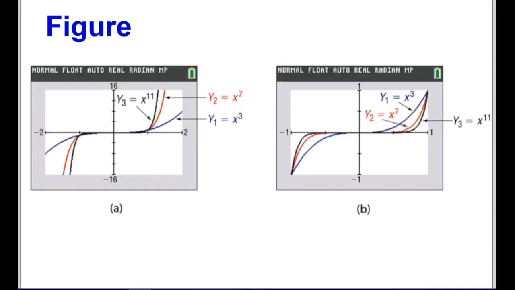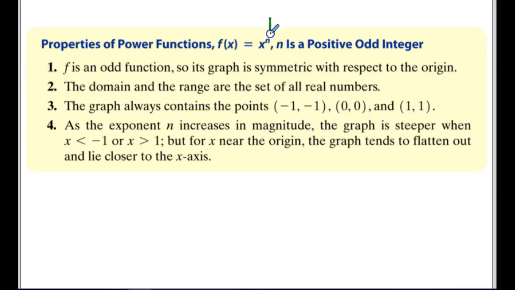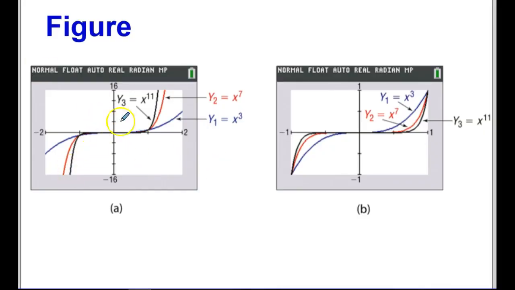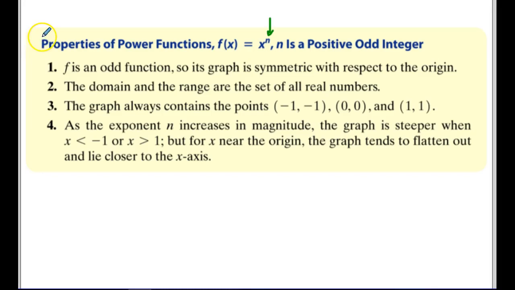Okay, so when we have this odd n, that tells me that f is going to be an odd function. So it's symmetric with respect to the origin, which looks just like this, because I'm symmetric this way across the origin. My domain and my range are all real numbers. If n is odd, I'm still containing (0, 0) and (1, 1). However, now I have (-1, -1), whereas when this was even, this was a positive 1. Again, as my exponent increases, the graph is steeper the further away it gets, but closer to the origin, it's a lot flatter and closer to my x-axis.